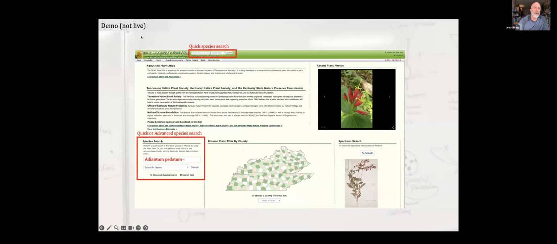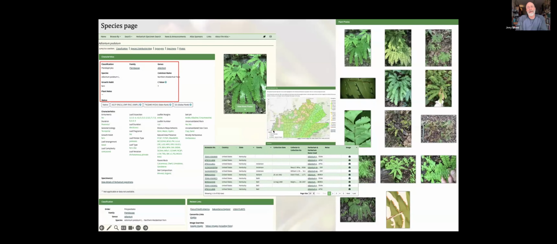So the next thing I want to do is sort of orient you all to the atlas. On the landing page, you can do a quick species search in two different places. It's a little bit redundant, but some people like the bar at the top and other people like to go to that little place at the bottom left. But you can go in there and you can keystroke in a species name and it'll take you to the species page. And the information that you see there on the species page, there's quite a bit of it.